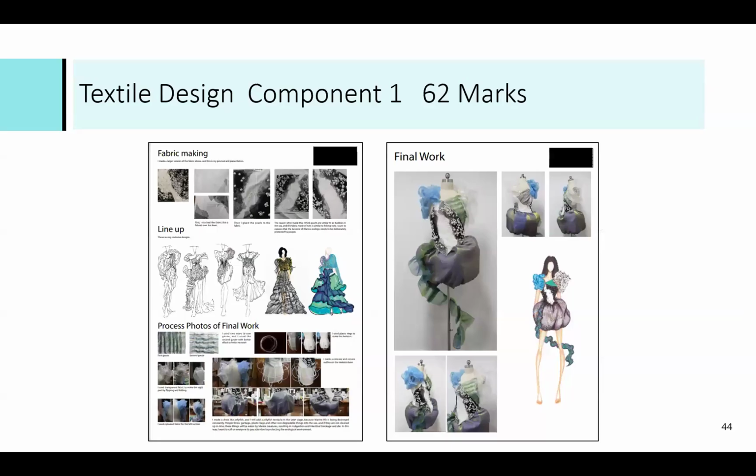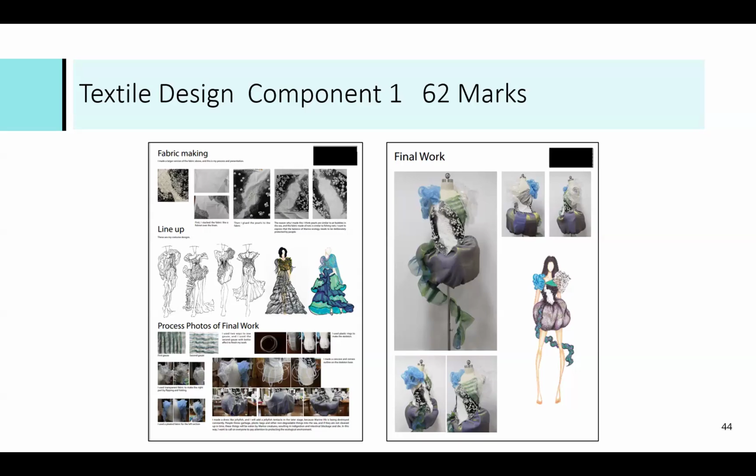This is a Component 1 textile submission on the theme of marine life. The work is presented in a chronological order with each stage of the development clearly labelled. The annotation explains the candidate's ideas, choice of materials, and processes in relation to their theme.